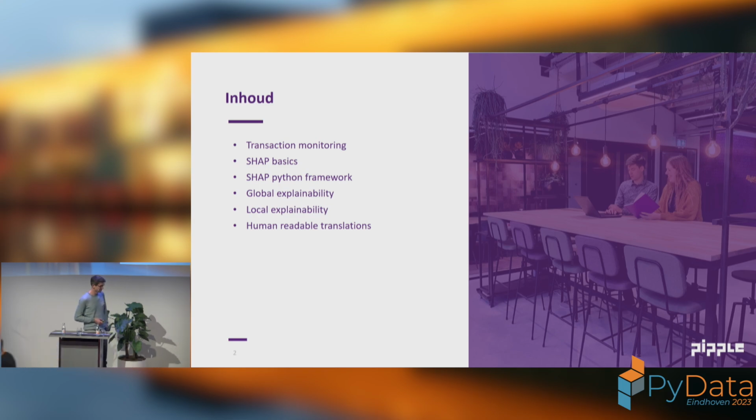We're going to have a brief look at transaction monitoring in general. What is it even? Then look at the basics of SHAP. Have a quick look at how to implement this in Python. And then dive into the different graphs you can get out to really understand your model on a global and a local level. Finish up with how we translate this from something that we understand to a more, let's call it, human-readable output for an analyst, for example.